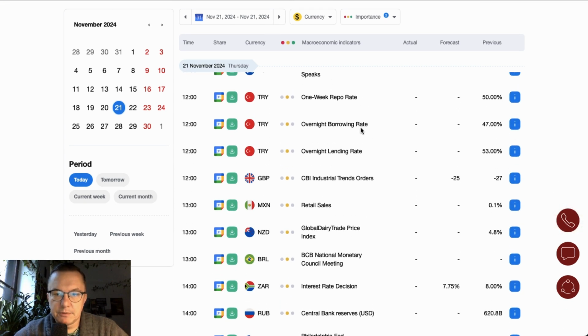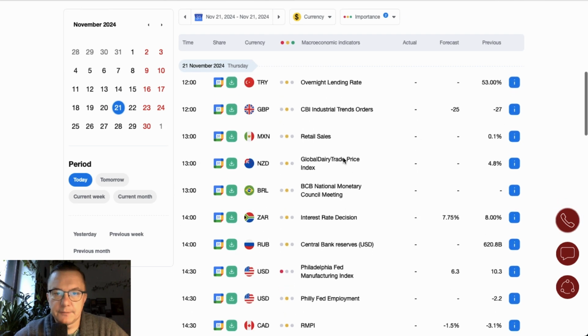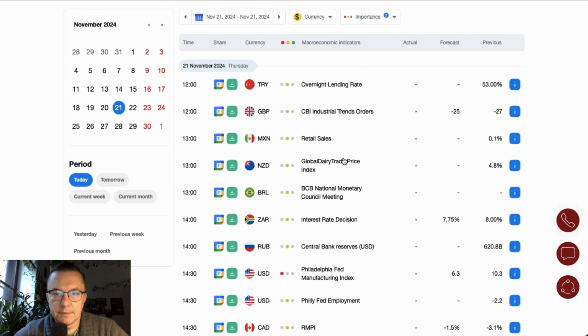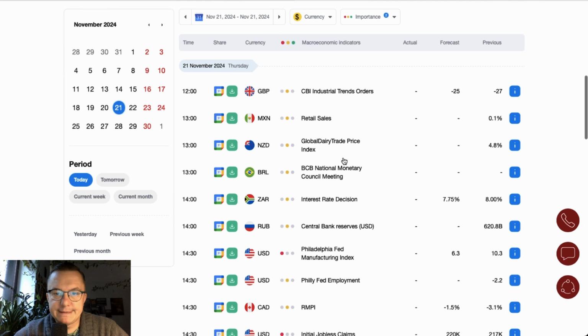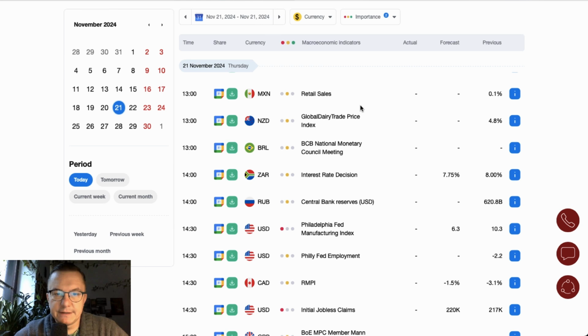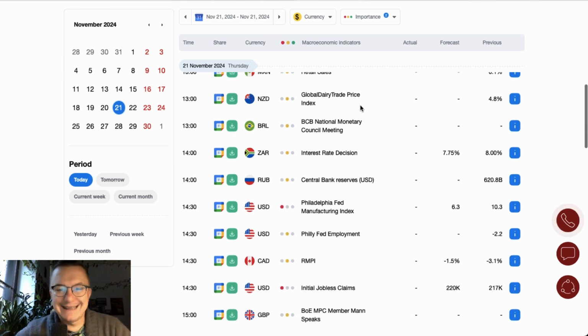Turkish 1 week repo rate, borrowing rate and lending rate are scheduled for release at 12 p.m. CBI industrial trends orders from the UK is scheduled for release at 12 o'clock. Retail sales from Mexico at 1 o'clock. Global daily trade price index from New Zealand is scheduled for release at 1 o'clock.